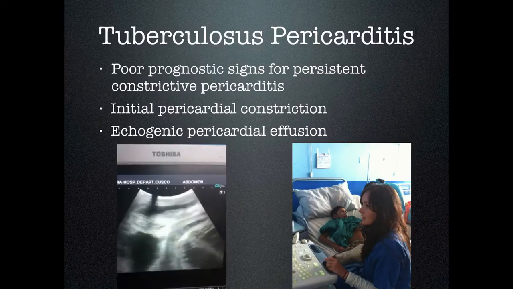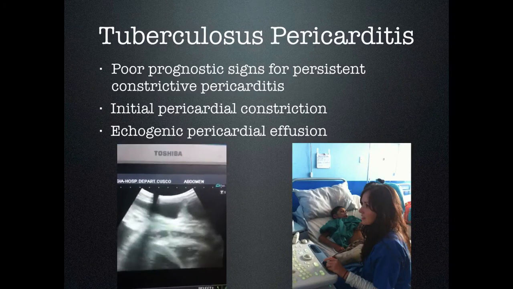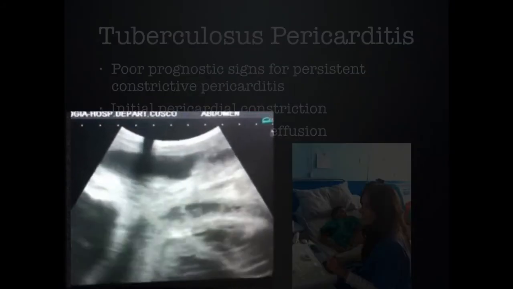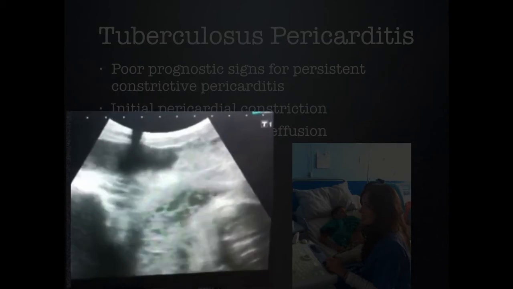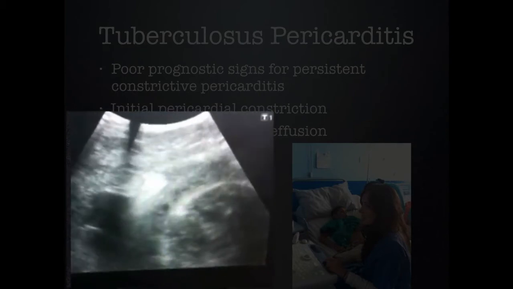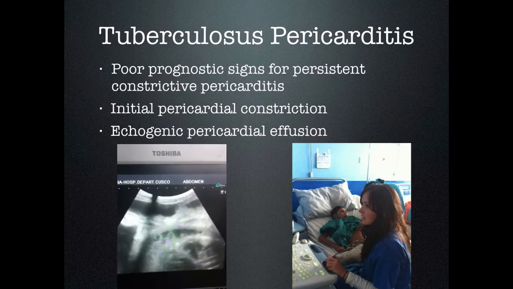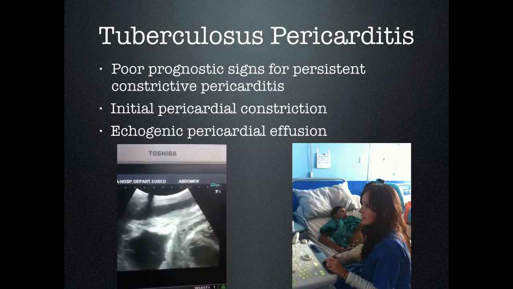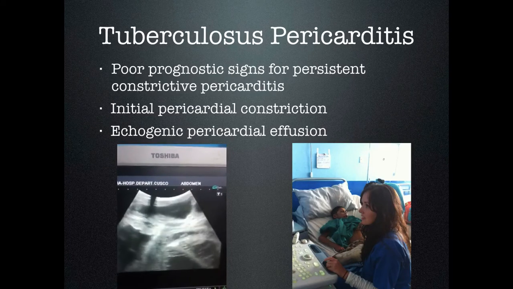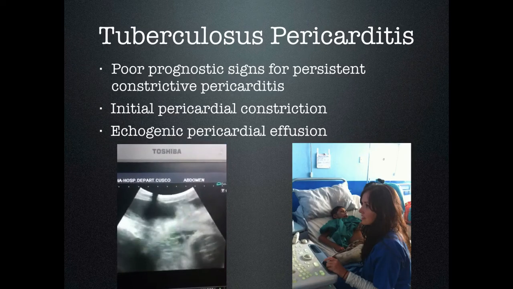Constrictive pericarditis is a poor prognostic sign for the patient with tuberculosis pericarditis. Here we see a caseous pericardial effusion. This is towards the end stage of pericarditis and will turn into constrictive pericarditis. Therefore, if you see a pericardial effusion, treatment should begin immediately in the patient you suspect has TB pericarditis to prevent this from progressing, becoming caseous, and subsequently constrictive pericarditis.